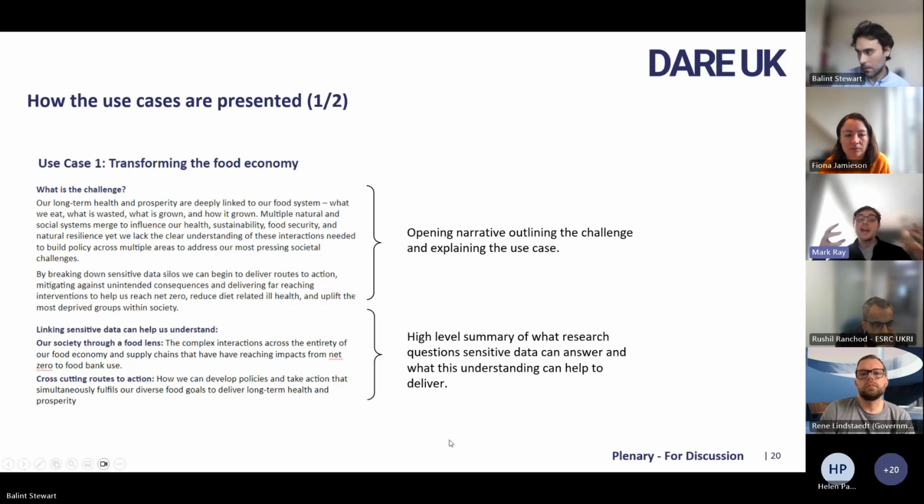Beneath that, we have a very high level summary of the research questions that we're trying to answer. So a very simplified version of the questions and activities that are involved with this use case. And we put that in the style of, firstly, what can linked sensitive data help us understand? And then secondly, now we have this new linked understanding, what can we do with that understanding? What can we develop and what benefits can be given as a result? So really these 2 sections are framing the use case and introducing it, which takes us on to the next slide.